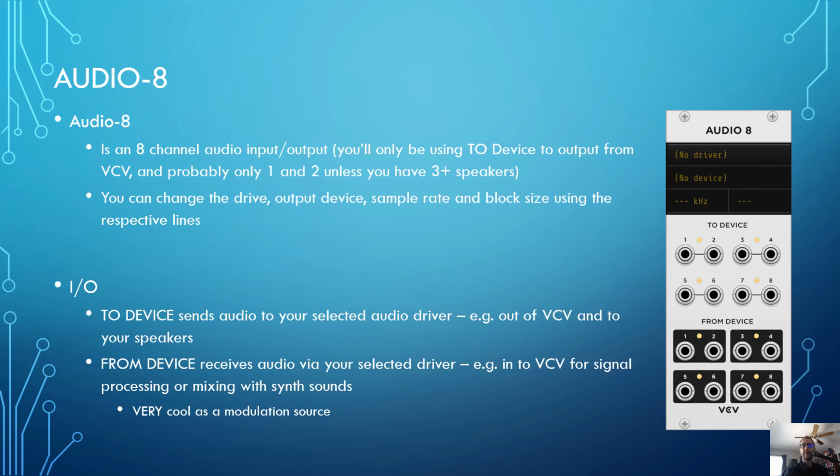Again, the To Device sends audio to your selected audio driver, so out of VCV Rack and into your speakers. But it also has From Device, and this is really cool. This takes audio from your selected driver in to VCV Rack so that you can run it through signal processing like a delay line, or you can mix it with synth sounds. So I could take a microphone that's connected to channel one on my audio interface, take that from device one and use the volume of myself talking into the mic to control the amplifier on the VCA. It's a very cool modulation source, but unfortunately we're not going to have a lot of time to play around with that in this class.